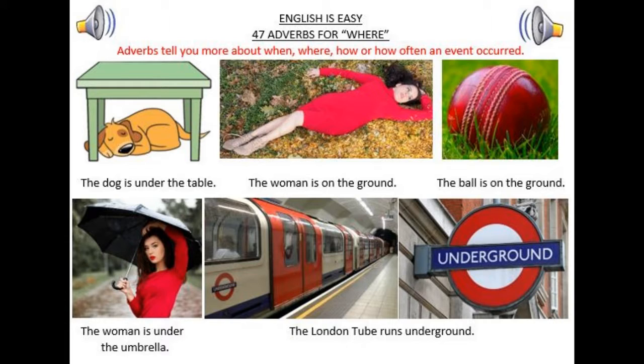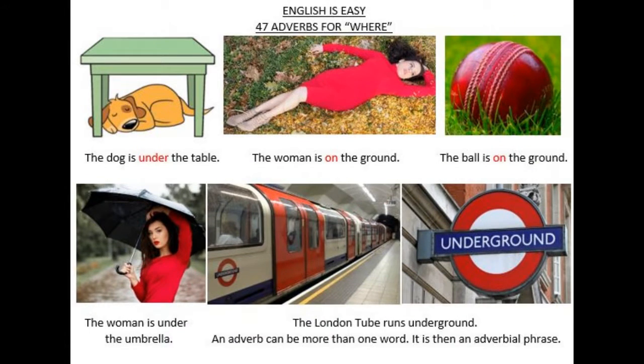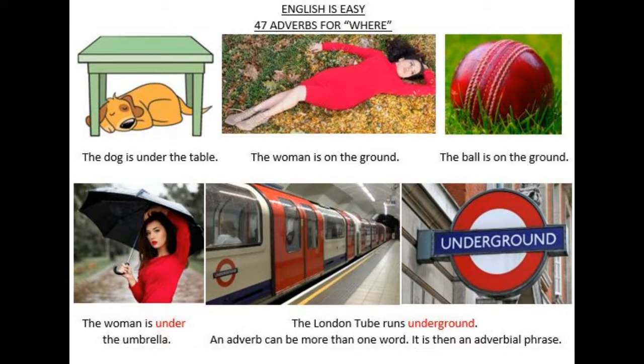Adverbs tell you more about when, where, how, or how often an event occurred. The dog is under the table. The woman is on the ground. The ball is on the ground. The woman is under the umbrella. The London Tube runs underground.